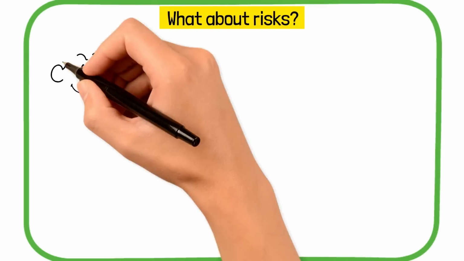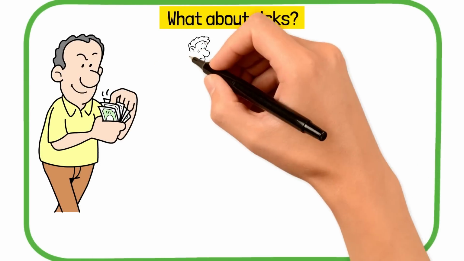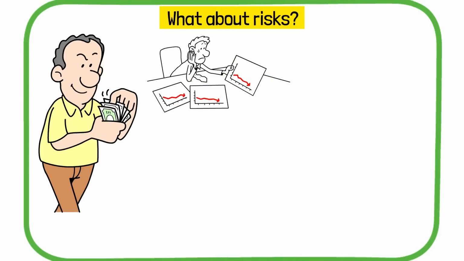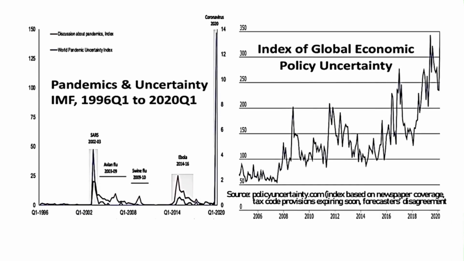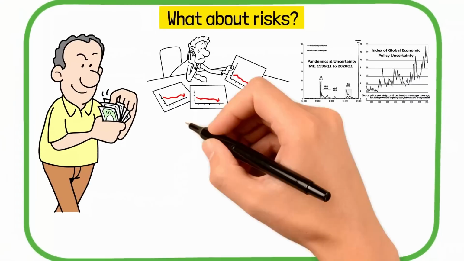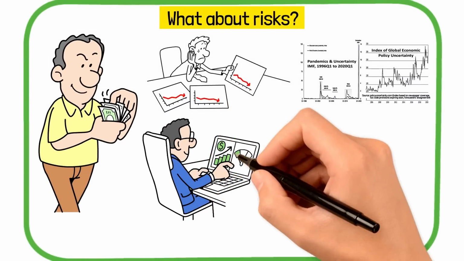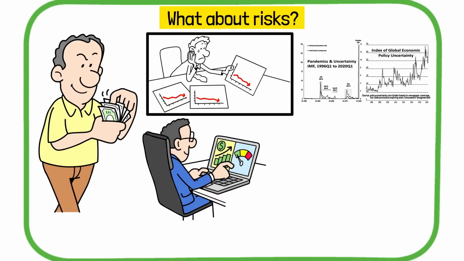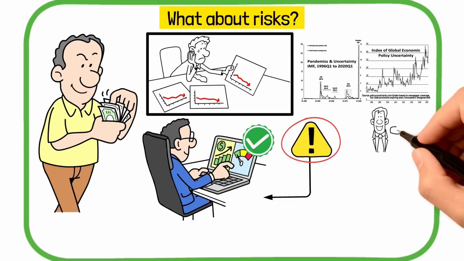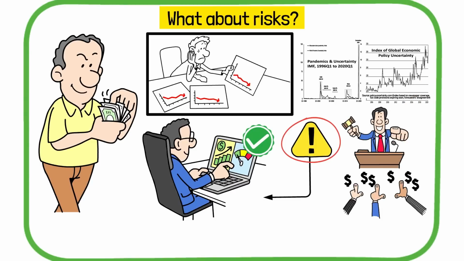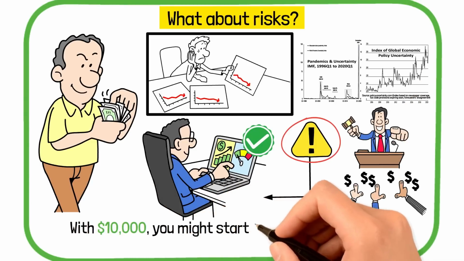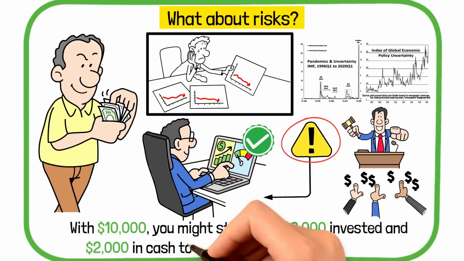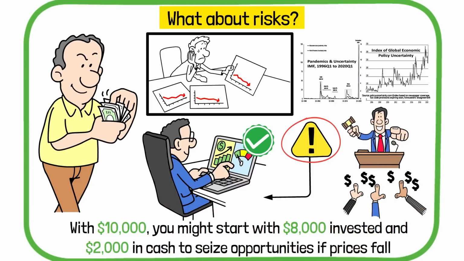What about risks? Dividend investing isn't foolproof. Companies can cut or eliminate dividends during tough times, as some did during the 2008 financial crisis or the 2020 pandemic. Diversification helps, but you should also monitor your stock's financial health. Economic downturns can hurt stock prices, reducing your portfolio's value, though dividends often provide a cushion. To mitigate risk, stick to high-quality companies, avoid overpaying for stocks, and keep some cash reserves to buy during market dips. With $10,000, you might start with $8,000 invested and $2,000 in cash to seize opportunities if prices fall.